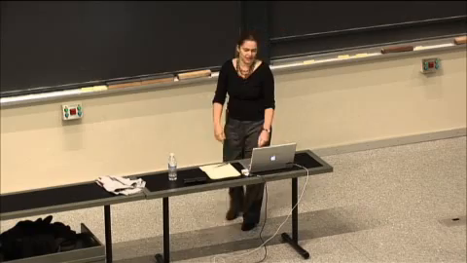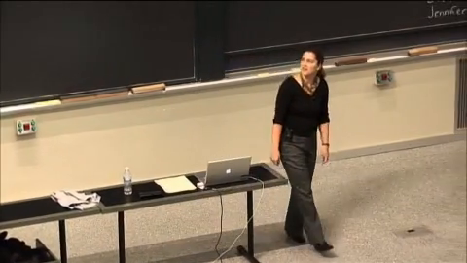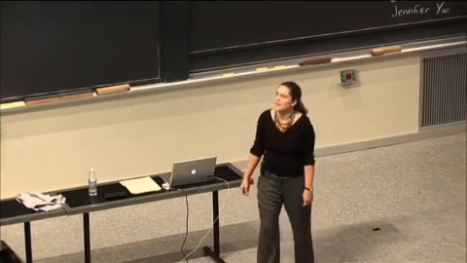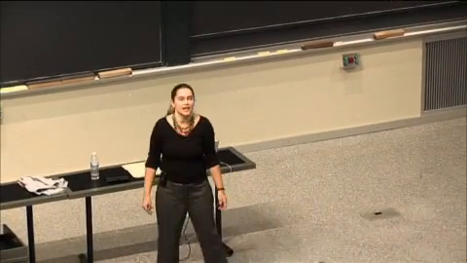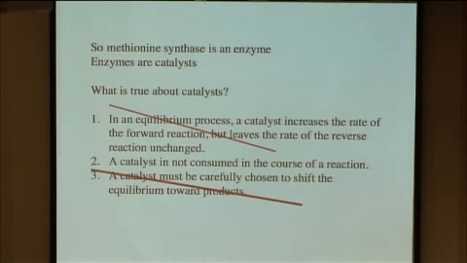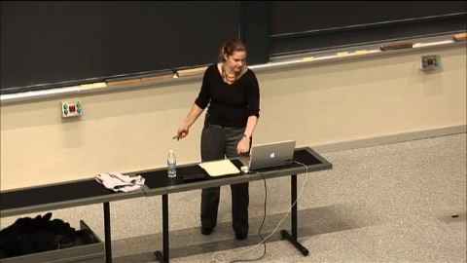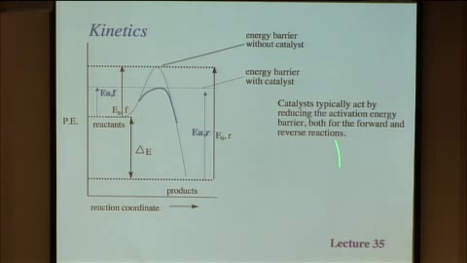All right, so going back to the notes, statement 2 is true. Catalysts work by lowering the activation energy barrier for both the forward and the reverse reaction. So both rates would be changed. And also, catalysts are not going to affect the thermodynamics. They're not going to shift the equilibrium toward products. What's something that you could use to shift an equilibrium, say, toward products or reactants? Temperature, yeah. So just a little review of kinetics.